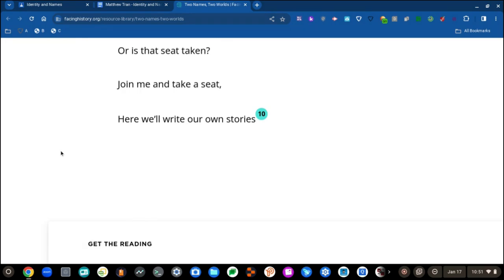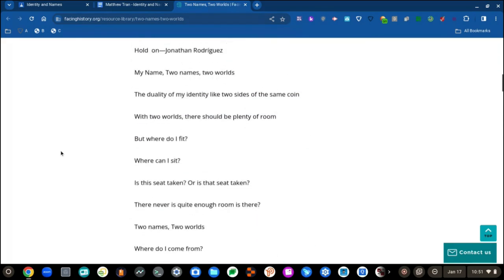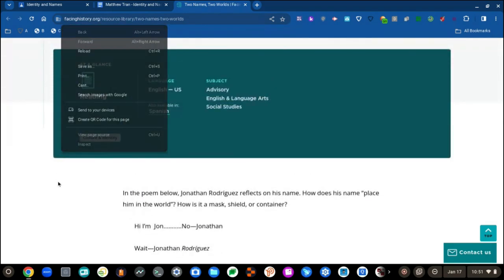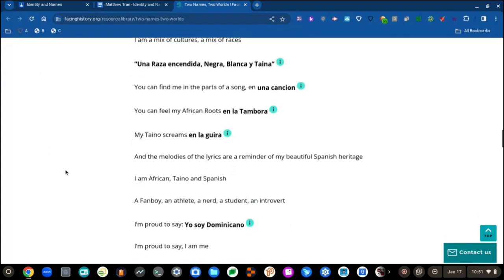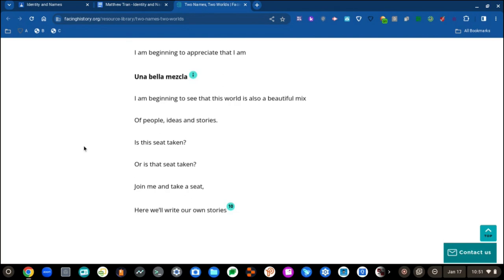Okay, so he does a lot of describing of himself, right? Is he single dimensional or is there a lot to him? A lot. There's a lot to him, okay? So he categorizes himself into two worlds though, so that's what I want you to consider when you answer these questions. Question 1 and question 3.